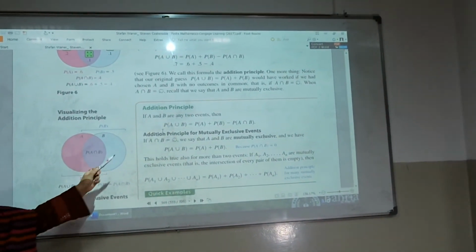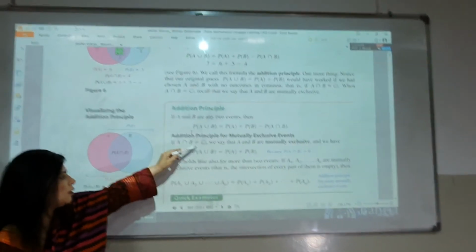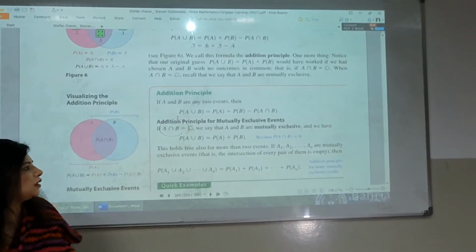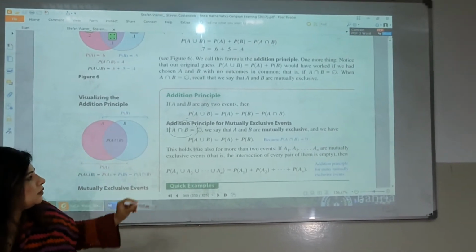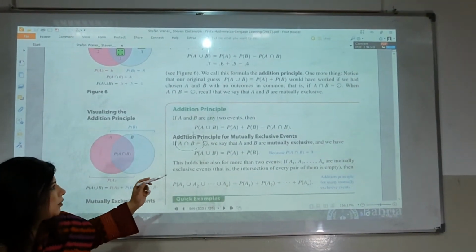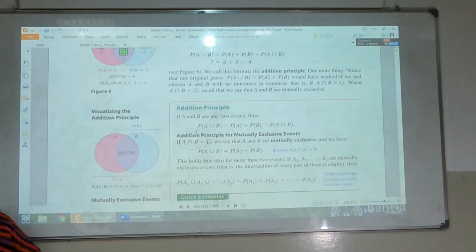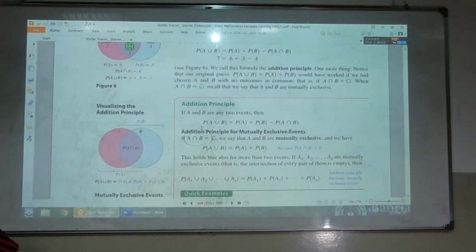Now we have two events, okay? I've already shown you this one. But when we talk about this as a null set, it means that there's nothing in common between them, okay? So if there's nothing in common, then you can just have the two as this, and you can simply add them up.